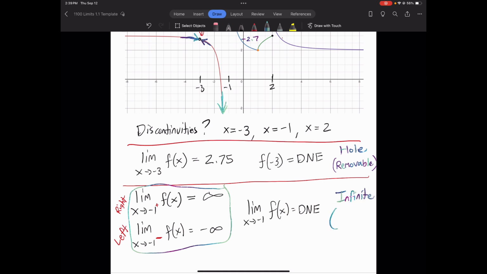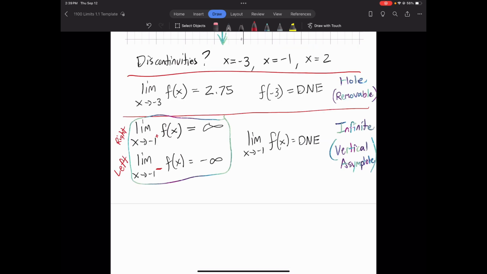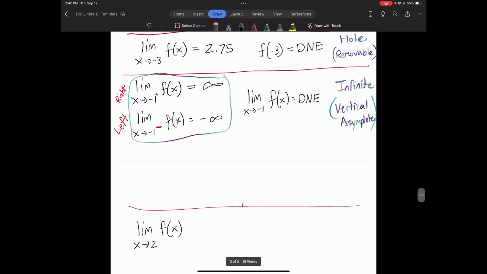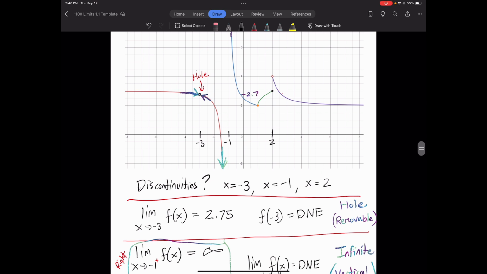Okay, you'll also hear this called a vertical asymptote. Hopefully that word asymptote sounds familiar, because that's something you've probably seen before. Okay, well, we do have one more discontinuity. Take a look at the limit as x approaches 2 of my function. What's happening to the function as I let x approach 2?